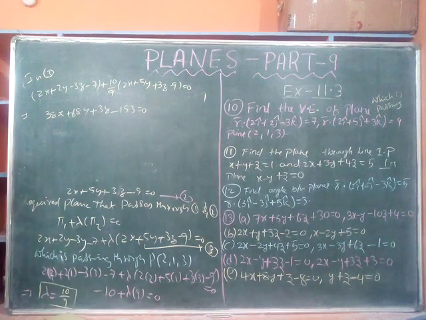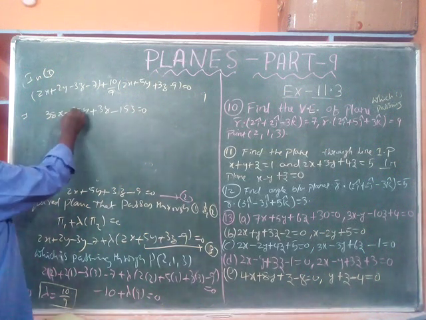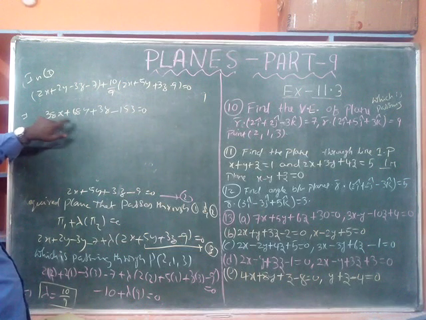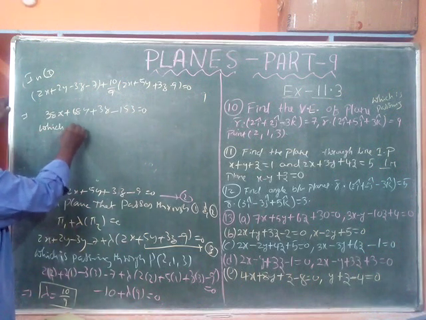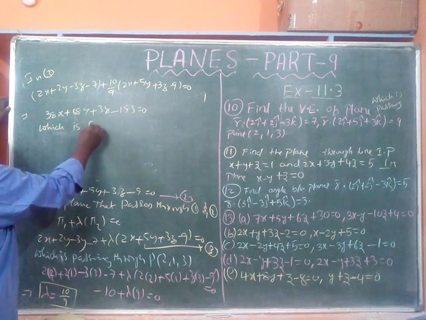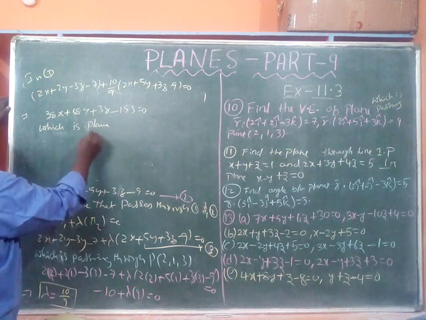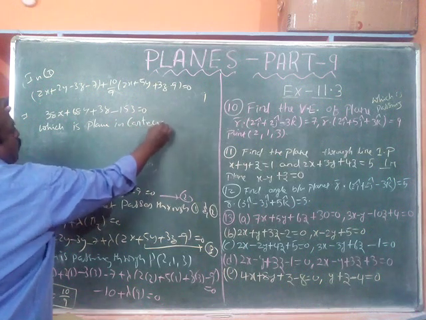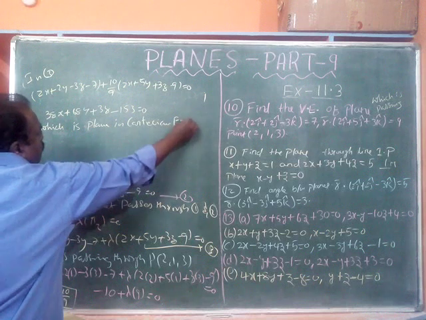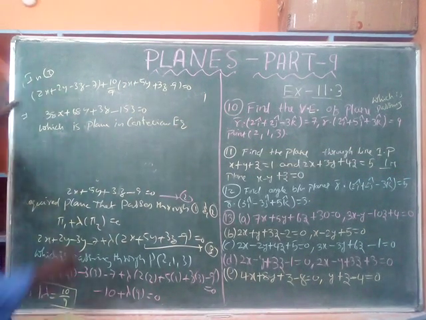Okay, now this is our plane, which is in the Cartesian form, the plane in Cartesian form, the Cartesian equation. But we need the vector equation. How can you change it?